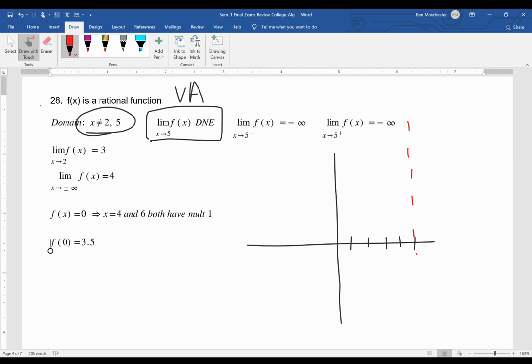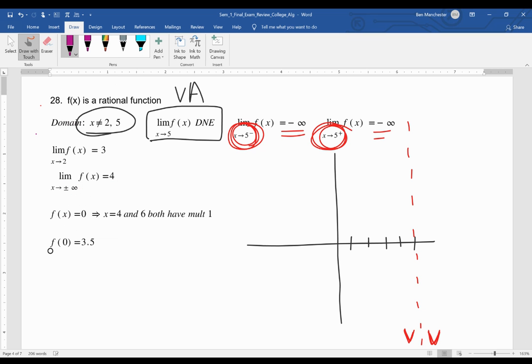So we're going to talk about the behaviors around your asymptote. To the left of 5, it goes down to -infinity. To the right of 5, it goes down also. So both of these around your asymptote, the graph is going down.